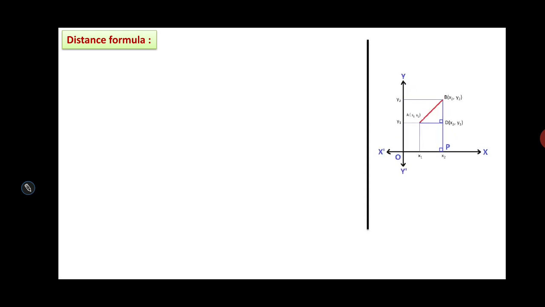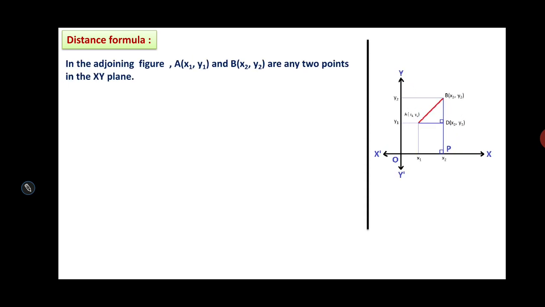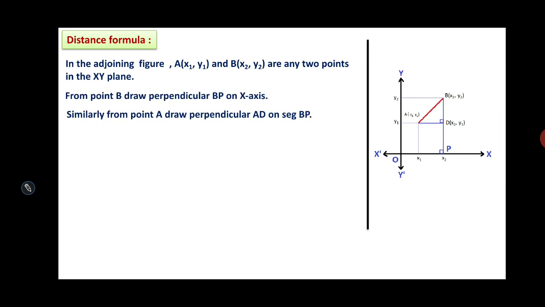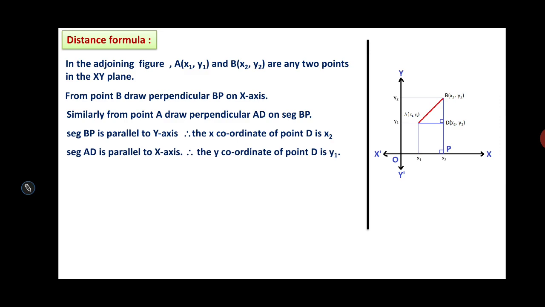So friends, next we will see the distance formula. Here you can see in the adjoining figure, A (x1, y1) and B (x2, y2) are any two points in the xy plane. From point B, draw perpendicular BP on the x-axis. Similarly, from point A, draw perpendicular AD on the segment BP. Segment BP is parallel to the y-axis, therefore the x coordinate of point D is x2. Segment AD is parallel to the x-axis, so the y coordinate of point D is y1. Therefore AD is equal to the distance between A and D, which is x2 minus x1. Similarly, BD is equal to the distance between points B and D, which is y2 minus y1.